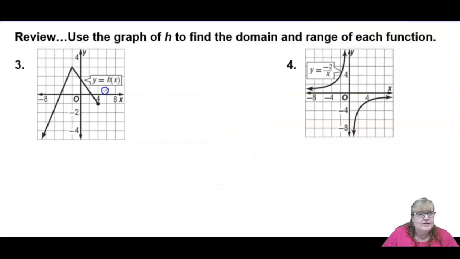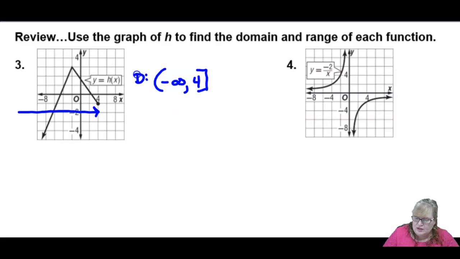Quick questions on domain and range. Just to review again, domain is left to right, and coming from the left, all values are involved until we get here, and then the x value that it stops at is 4, so we say -infinity until 4, square bracket for the domain. The range is bottom to top.